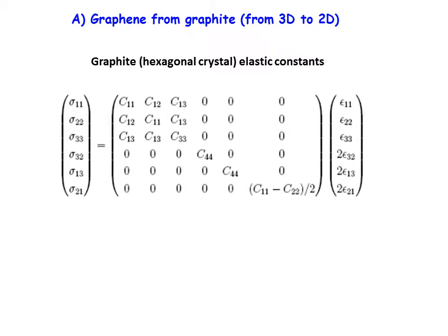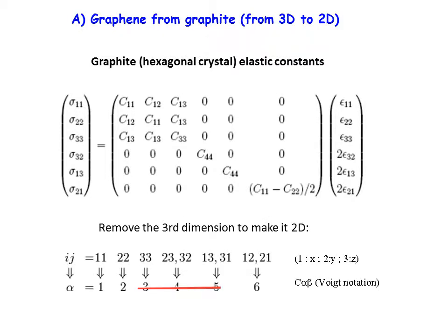In the first approach, we consider Hooke's law in its tensorial version as shown here. We have then, for a hexagonal crystal, an elasticity tensor having only 4 independent constants. We are then going to remove the Z component outside of the graphitic plane. This is component number 3. In Voigt notation, this means that we make 0 all components having alpha 3, 4, or 5.